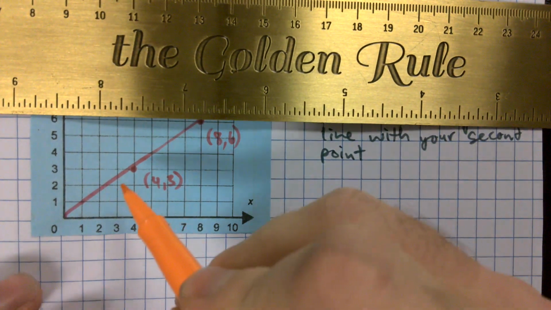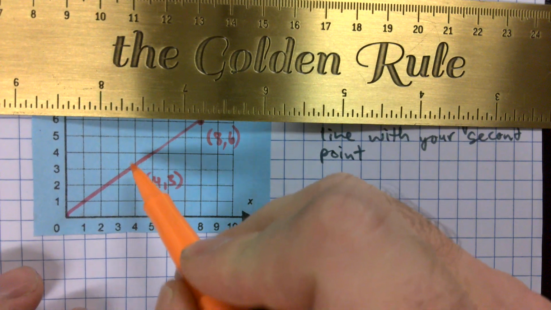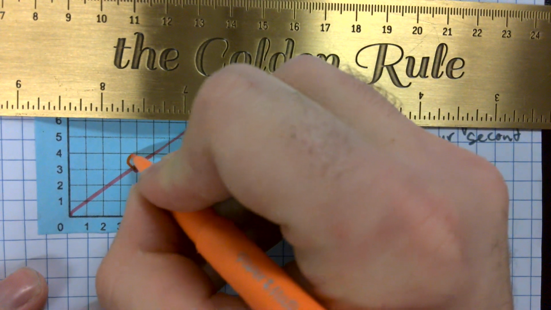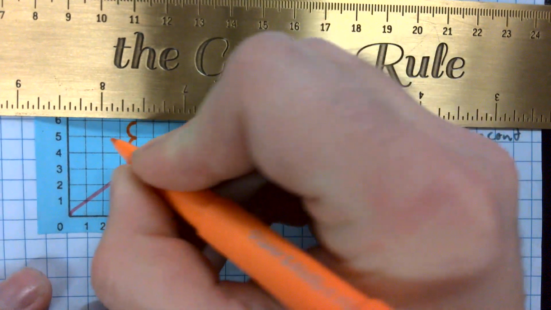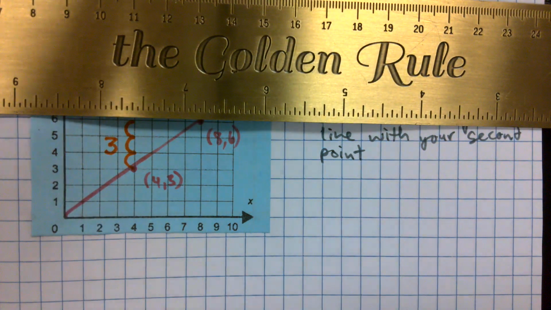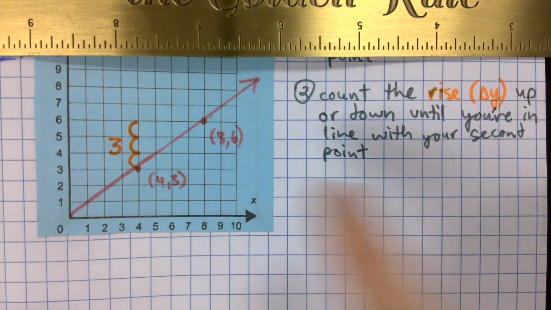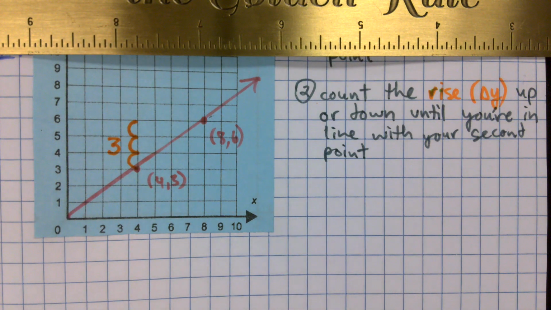And we're going to count how many spaces we're going to rise. Are we going to rise up or rise down? Rise up. 1, 2, 3 spaces. We hit that line. We're in line with our second point. Our rise is going to be 3.